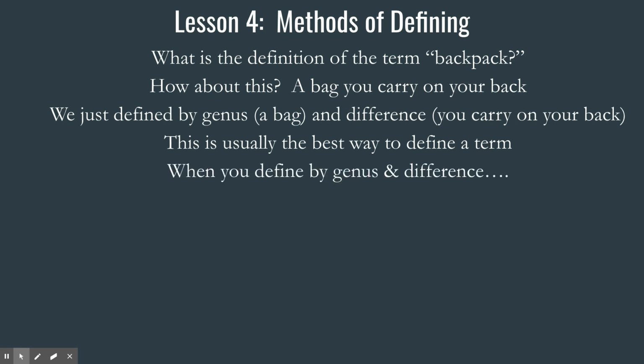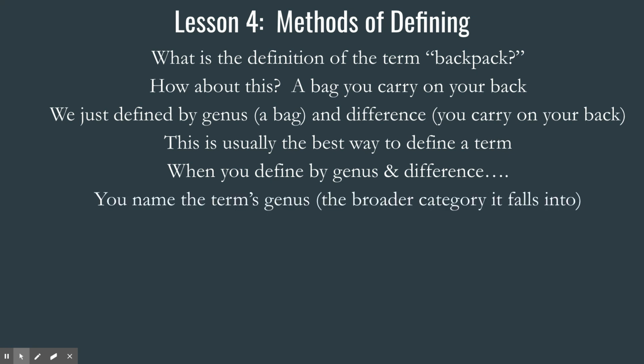So when you define by genus and difference, you first name the term's genus, the broader category it falls into. So for backpack, the genus of backpack would be bag. Right? So we're doing a genus and species chart, bag, and a type of bag would be a backpack. But what would be another type of bag? How about a shopping bag, like you get at Publix, where shopping is always a pleasure, right?